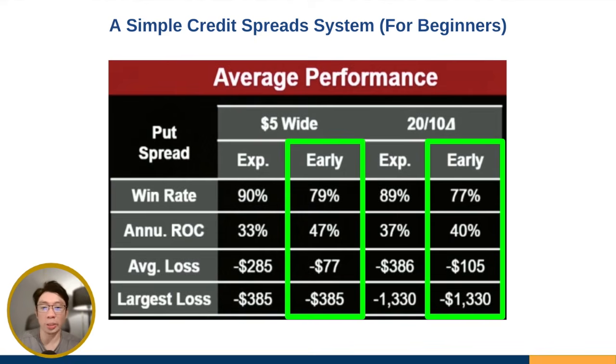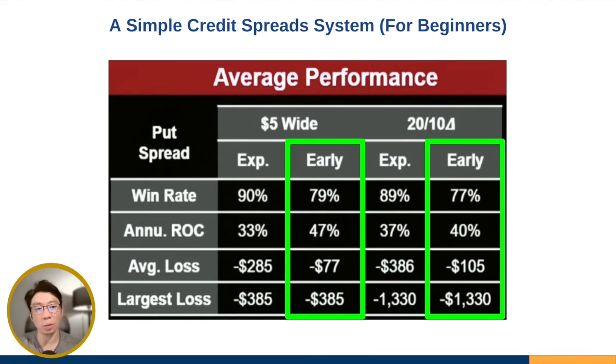So as you can see over here, this is a study done by the Tasty Trade team where they compared the put spread based on different spread widths of the credit spread. They manage it at expiration, that means they exit at expiration, then they put on a new trade again, compared to they exit at 21 DTE, then they put on a new trade again.